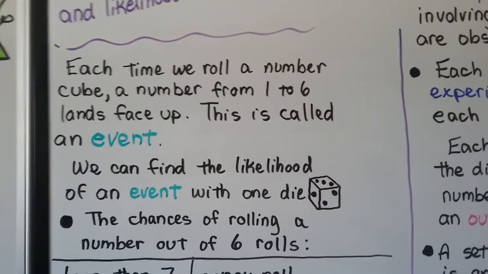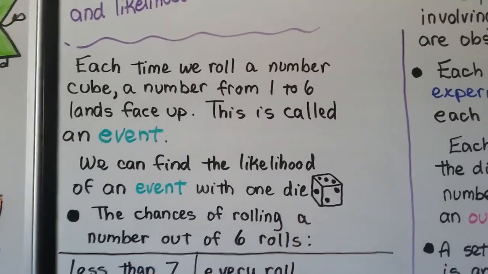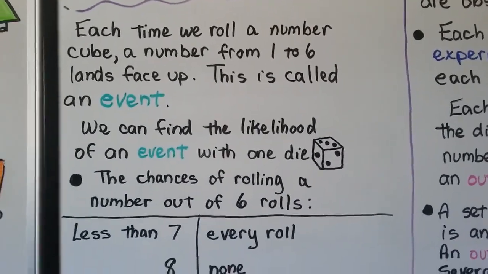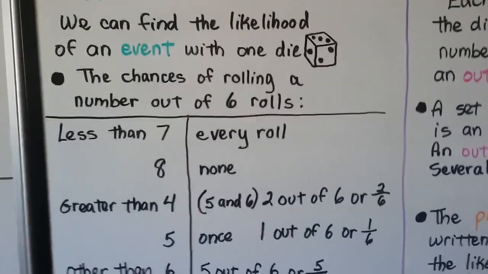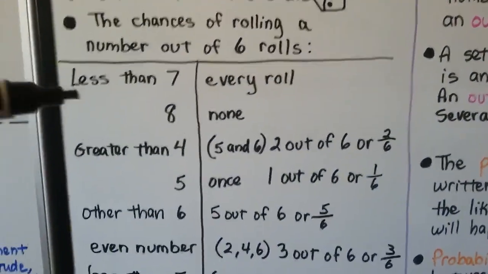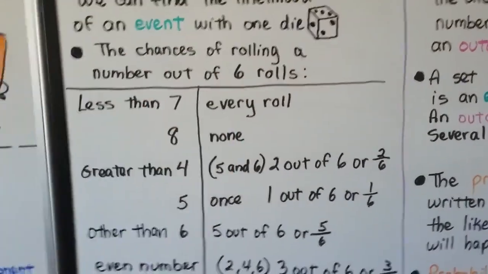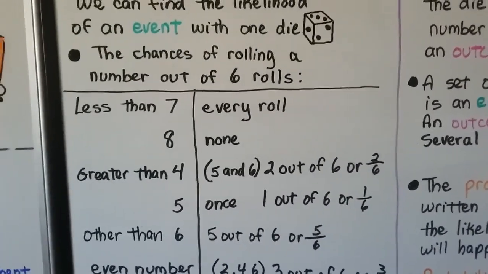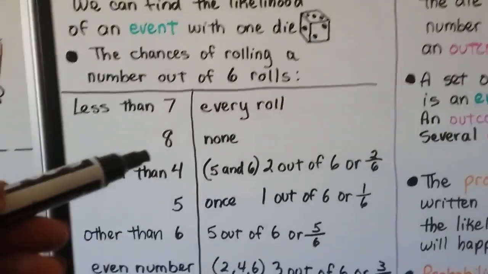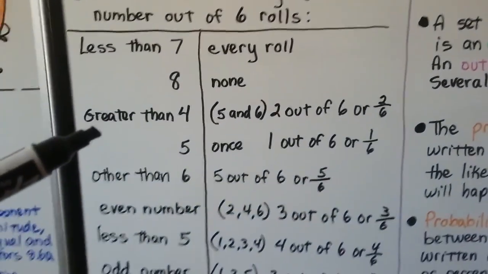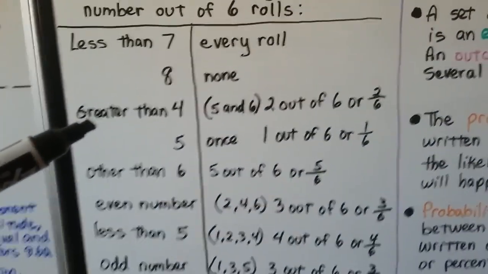We know there are dots on them and they're numbered 1 through 6 on each side, right? And the chances of rolling a number less than 7 out of 6 rolls, well, every roll we would get less than 7 because there are no 7s on there, right? What are the chances of rolling an 8? Well, none, because there are no 8s. How about rolling a number greater than 4?